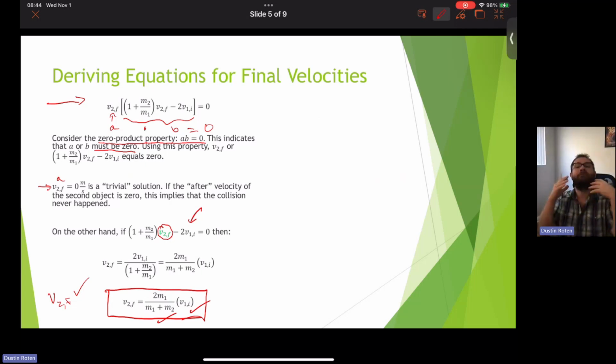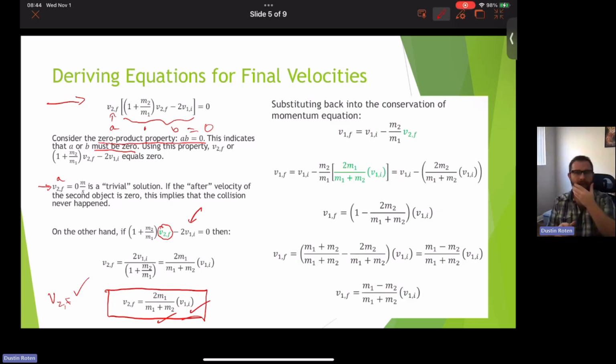Okay, so finally, it turns out we have an equation where we can solve for one of our unknowns, and we know everything in the equation. Okay, now we're good to go here. Let's figure out the V1 final, this other unknown that we're after.